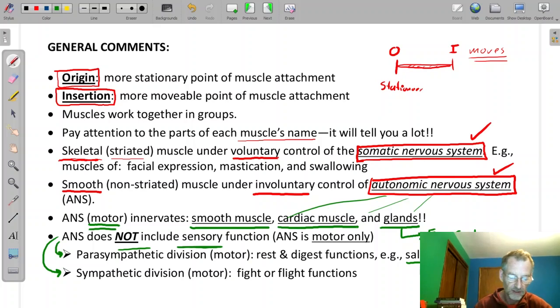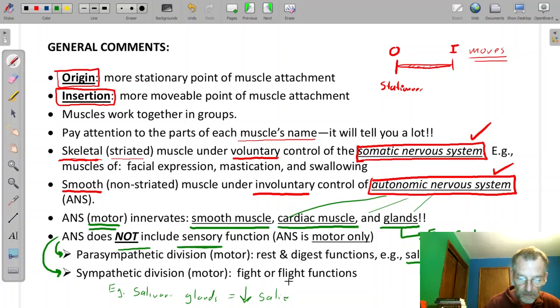Okay, if you have that clear, then the sympathetic is pretty much the opposite. So if we're doing sympathetic, what do you think would happen to the salivary glands? It's going to be the opposite of the parasympathetic. So if we're going to salivary glands, yeah, the response would be less salivation, less saliva.